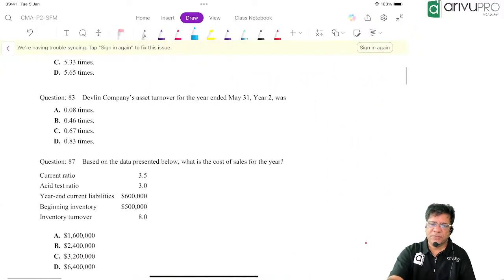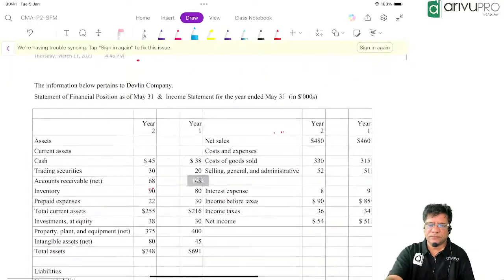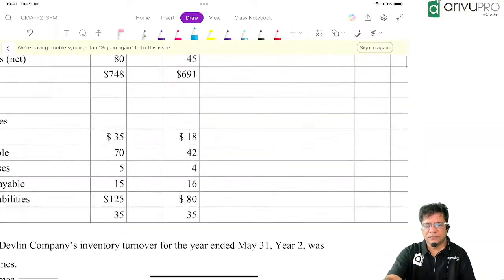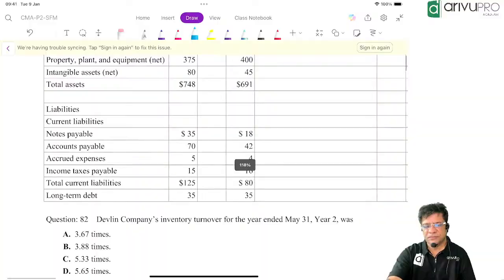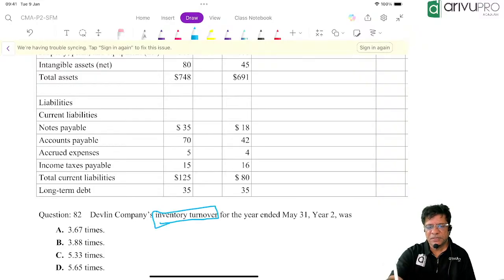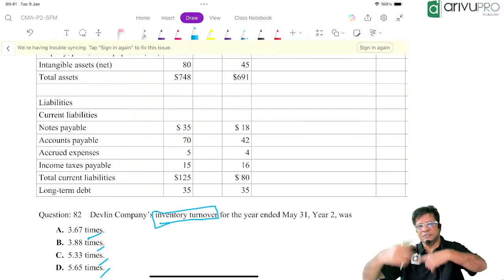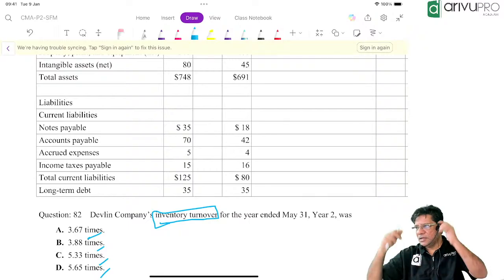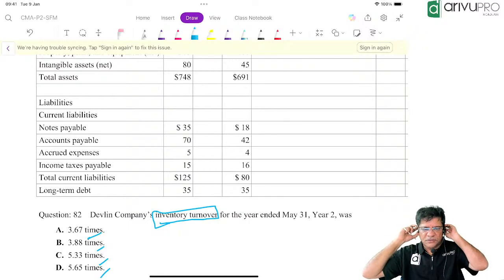Okay. Now, for example, this is a direct question. What is the inventory turnover? By the way, turnover means number of times. I said number of times. Inventory turned over into generating X amount of cost of goods sold.